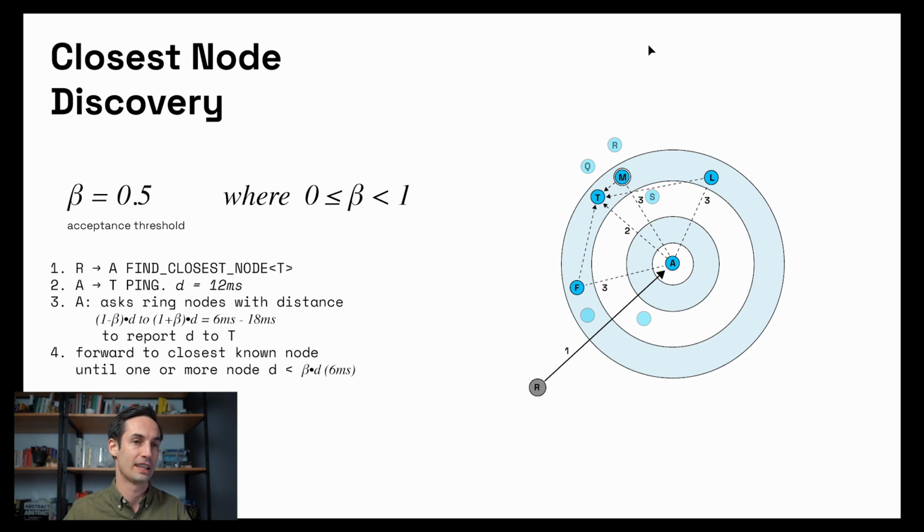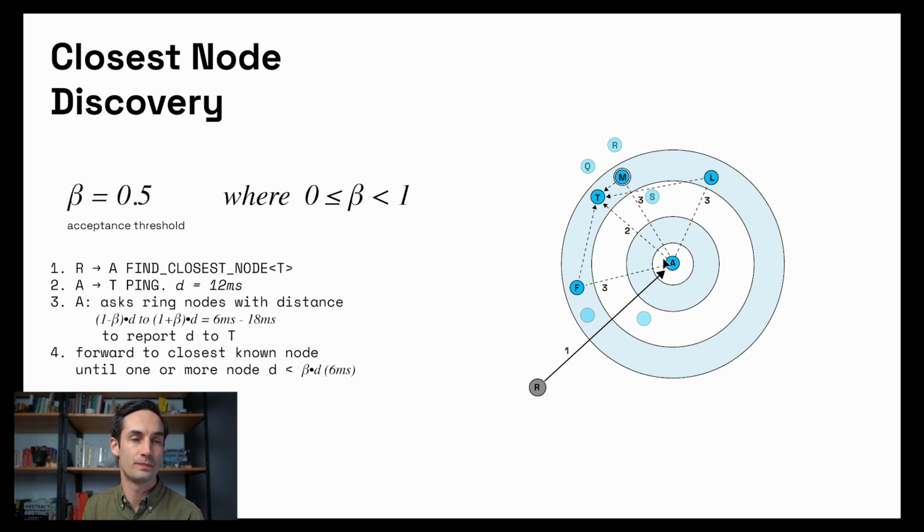Just to give a basic example, we've got node R here, and node R is going to start by issuing a request to node A saying, hey, find me the closest node to T. This is T, and R knows where T is because R can just ping T. Again, all of this is happening through pings. R probably knows T's IP address, whatever. R wants to know who's close to T.